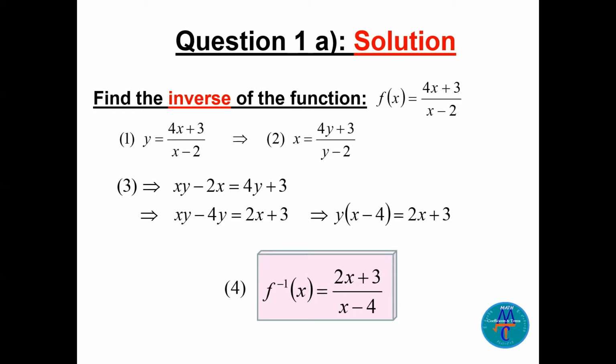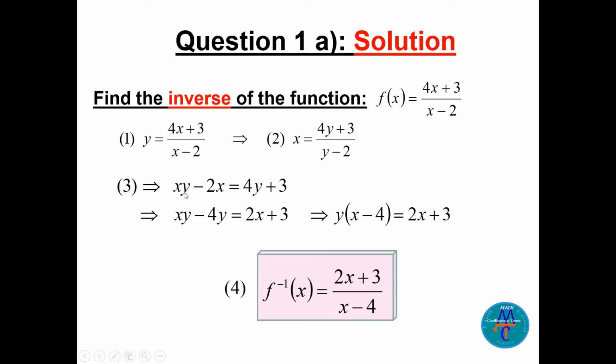Put f of x equal to y, and then interchange x and y. And we know this function is 1-to-1 because it is a rational function. So x equals 4y plus 3 divided by y minus 2. Cross multiply here because we need to solve for y. So xy minus 2x is equal to 4y plus 3.